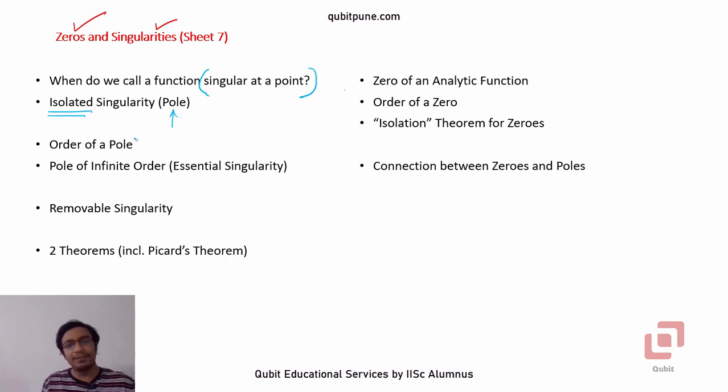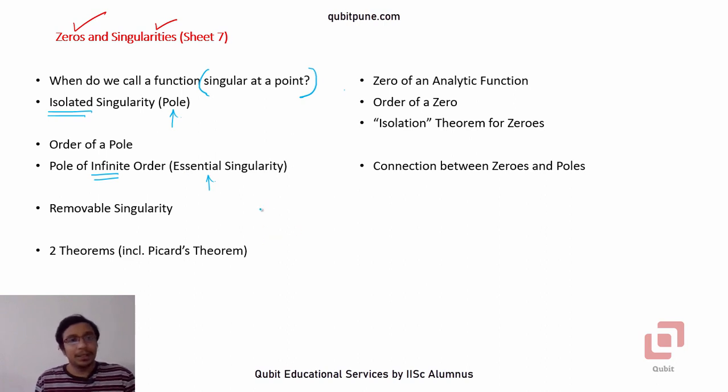And then we'll talk about terms like order of a pole, and if the order of a pole is infinite, then we call that singularity an essential singularity. Now all these things can be defined using the Laurent series, so it is essential to know what the Laurent series is. In particular, the two parts of the Laurent series: the regular or analytic part, and the principal or singular part.